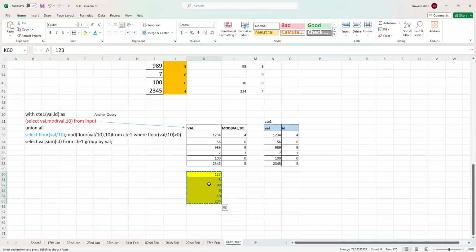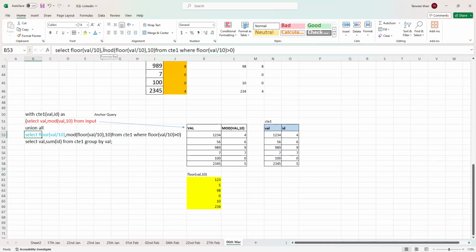Now in this floor val comma 10, what do you want from it? You want to extract the unit digit of it. To extract the unit digit, you have told me that you will use mod, because the same thing you have done here. Now the mod function you have to use on this column, no? So that is what I have done here.